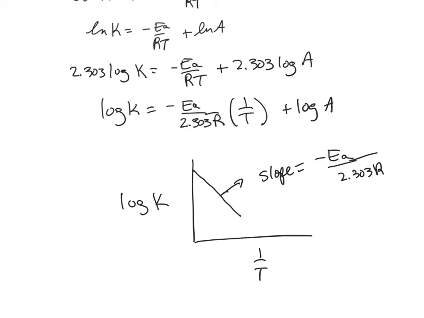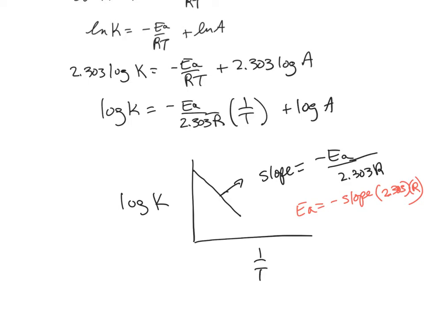So we would say then that the activation energy would be the negative of the slope, which is going to be negative anyway, times 2.303 times R, the 8.314. Okay, so that's just how you calculate the activation energy for this system. Okay, that one's fairly easy.